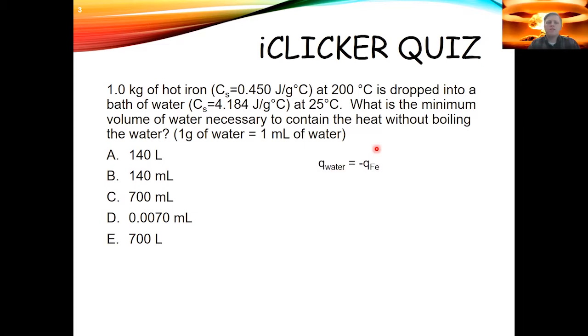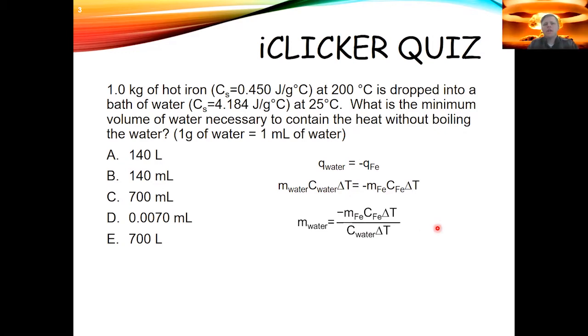All right, well, we always start with this relationship that the heat of one thing is equal to the negative heat of the other thing. In other words, the heat gained by our water is equal to the heat lost by our iron. We can then set up our mc delta T equations for each of these. And in this case, we're looking for the minimum volume of water, and we notice the volume and mass are related. So we can just solve here for the mass of water. So we'll just divide over the C delta T for water into here.